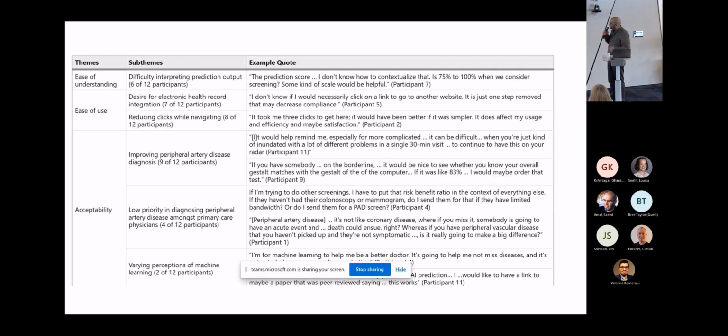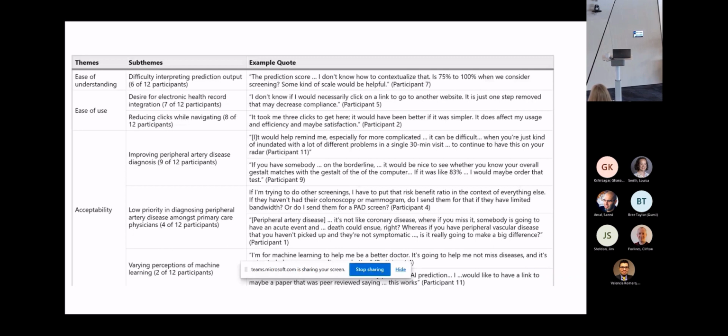And then we measured multiple themes. So we tried to look at the ease of understanding of the system, the ease of use, the acceptability, and as an example in the ease of understanding, 6 out of 12 showed kind of difficulty in understanding the models, so they probably wanted something more intuitive or needed some explanation before using the system.